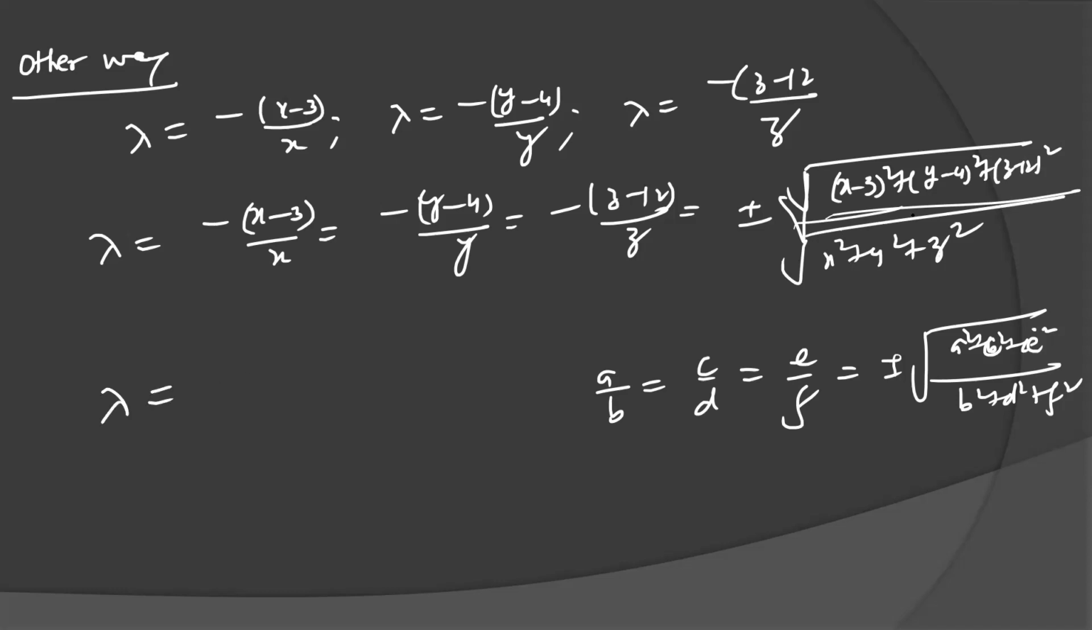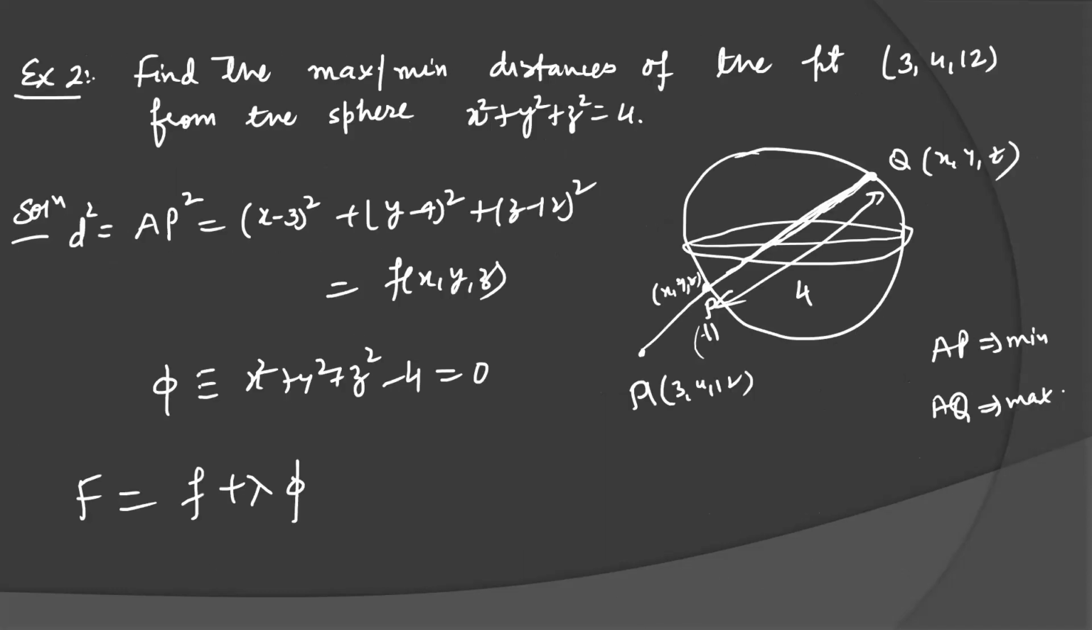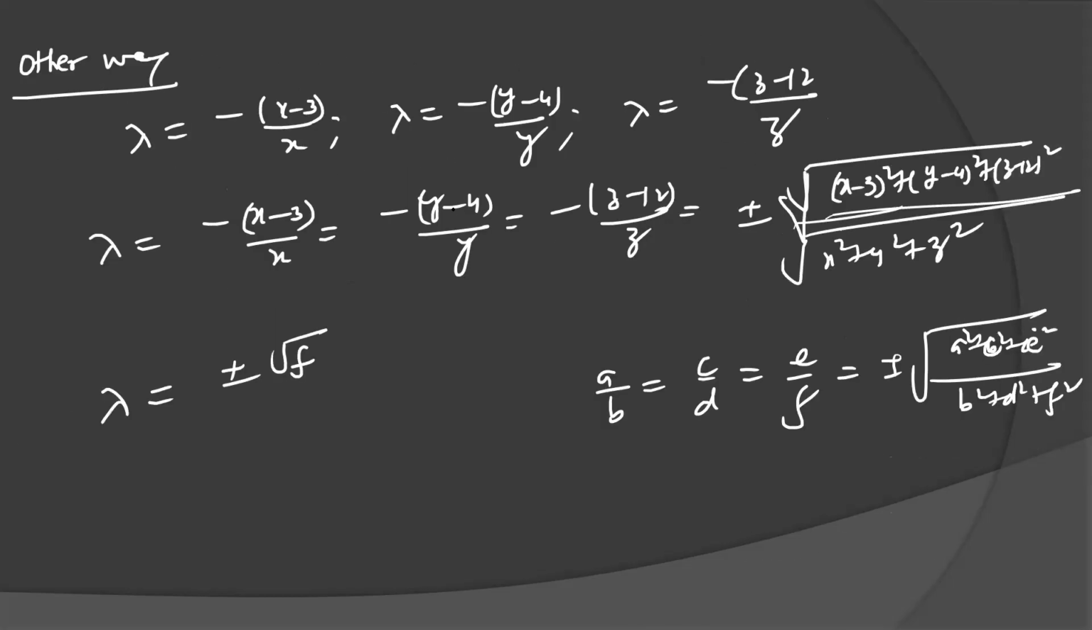So it is nothing else actually. This is your under root f, the function which we have assumed as f, and the denominator will be 2. Actually, x square plus y square plus z square is 4, and under root of that will be 2. In the book they consider 1, but that is wrong in the book actually. So lambda is equal to plus minus root f by 2.